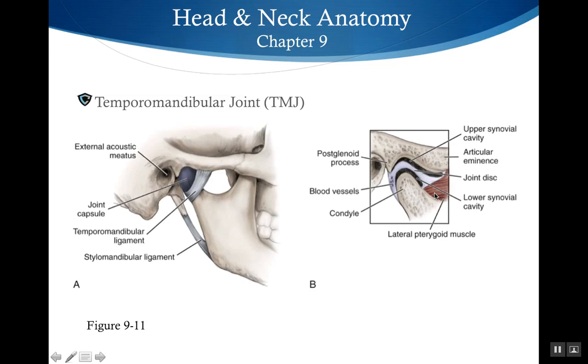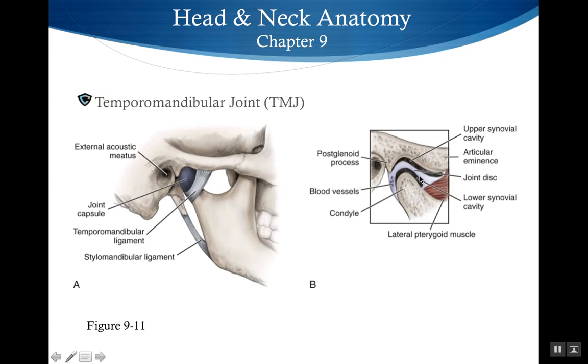The TMJ is completely enclosed by a fibrous joint capsule, or capsular ligament, and what this does is help support the joint. The area between the capsular ligament and the surface of the glenoid fossa is known as the articular space, and it contains the articular disc, or the meniscus. So this area right here.